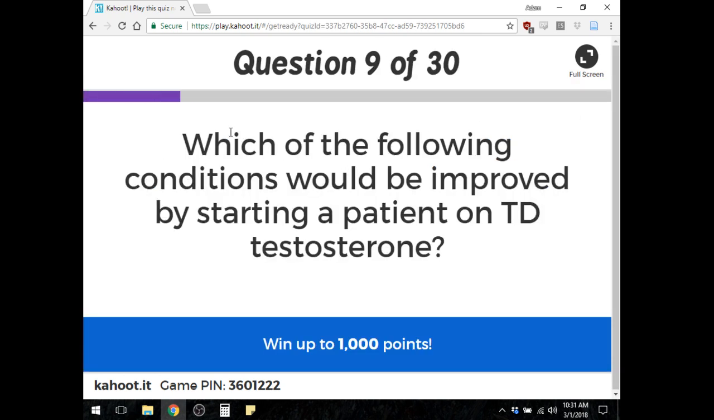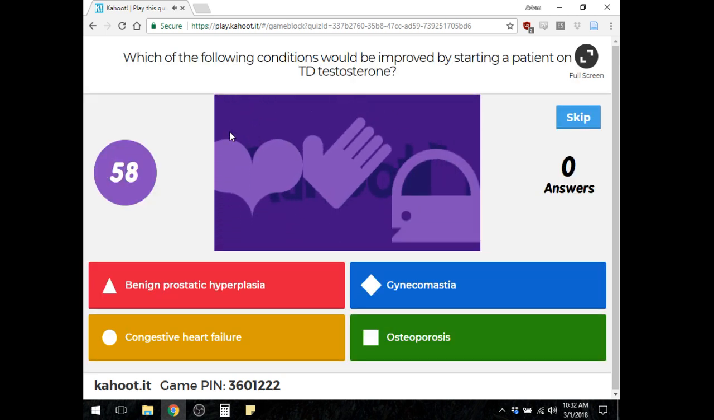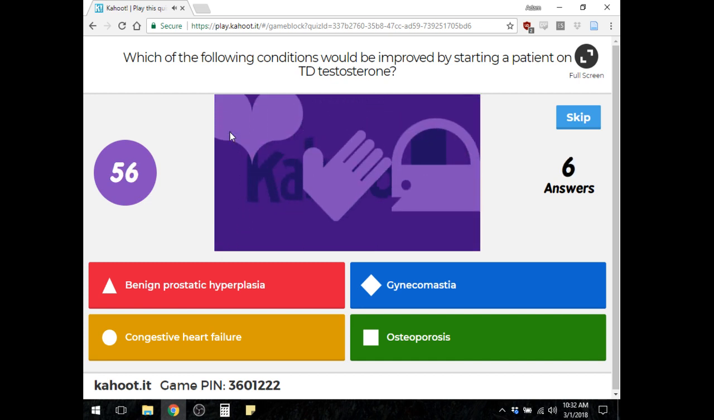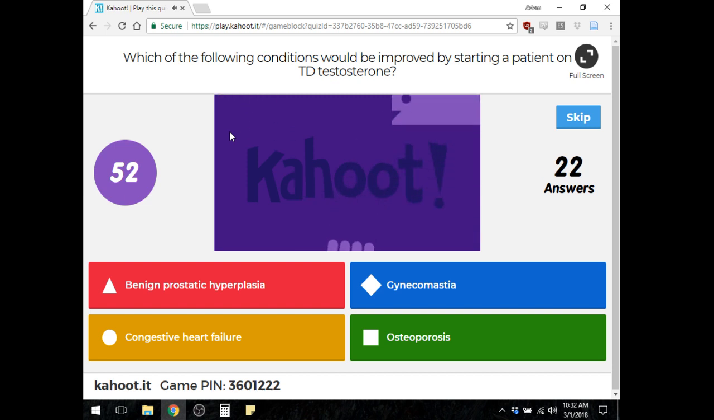Just kidding. Okay, which of the following conditions would be improved by starting a patient on transdermal testosterone? Conditions that would be improved by giving someone transdermal testosterone. Not touchdown testosterone, but transdermal.